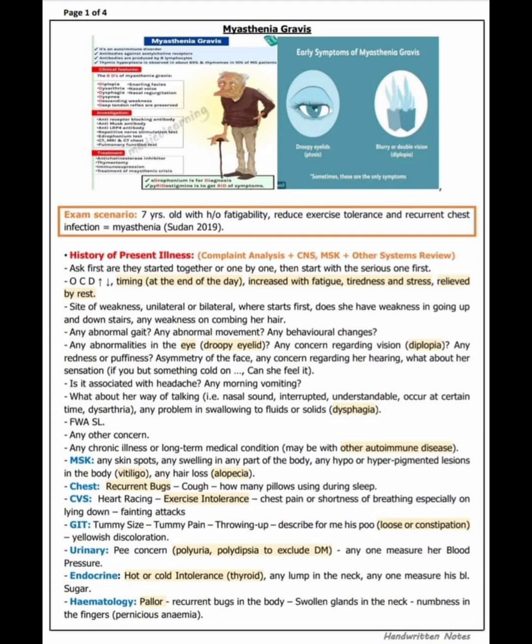So we know that myasthenia gravis is an autoimmune condition, and other autoimmune conditions can be associated with it. We exclude diabetes mellitus by asking about the 3 Ps: polyuria, polydipsia, and polyphagia, and we exclude hypothyroidism by asking about constipation. From the endocrine side we can ask about hot or cold intolerance, any lump in the neck, and measure his blood sugar. By asking about hot or cold intolerance we exclude thyroid disease. Hematology: any pallor, recurrent infections, swollen glands in the neck, numbness in the fingers; pernicious anemia we exclude.